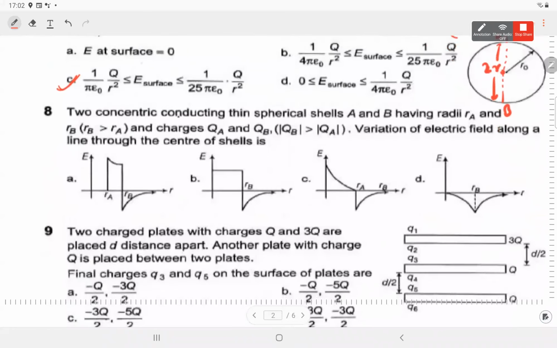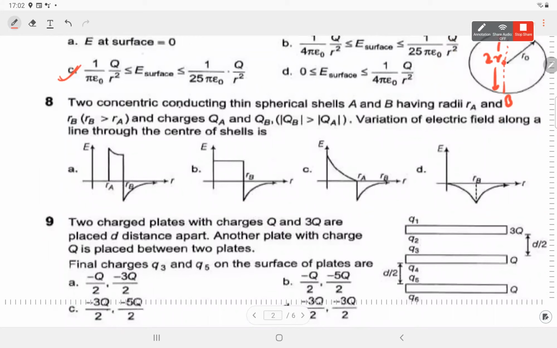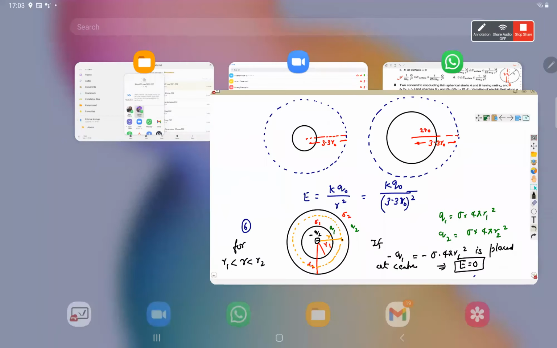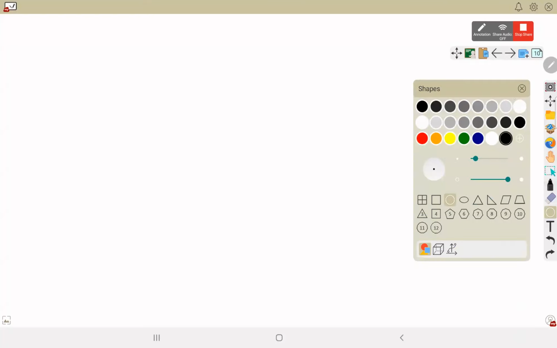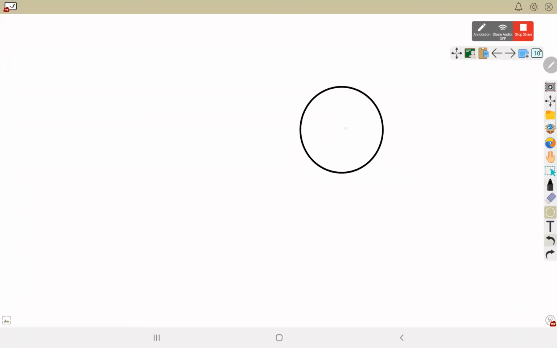Question number 8. Two concentric conducting thin spherical shells A and B having radius RA and RB and charges QA and QB, variations of electric field on the line through the center of the shell. So again, it is a similar type question, but it has to be represented in graphical form. Concentric shell where RB is greater than RA. Concentric shell के अलग अलग रीजन में हम इलेक्ट्रिक फील्ड कैसे कैलकुलेट करते थे? With the help of charge redistribution.